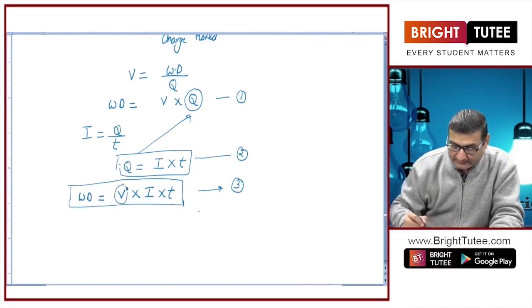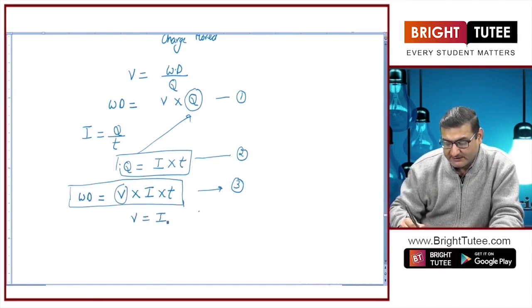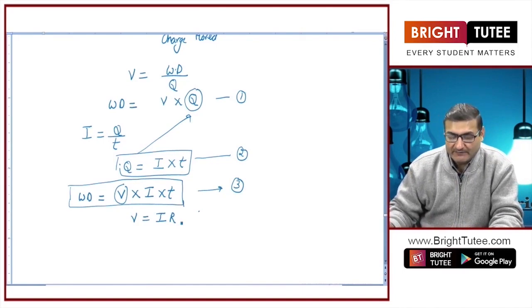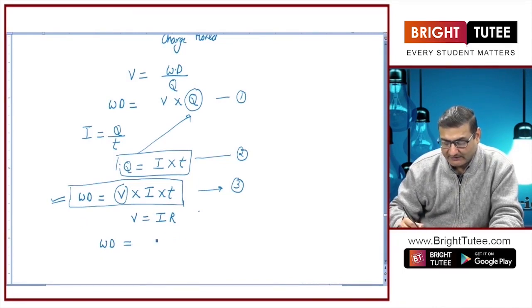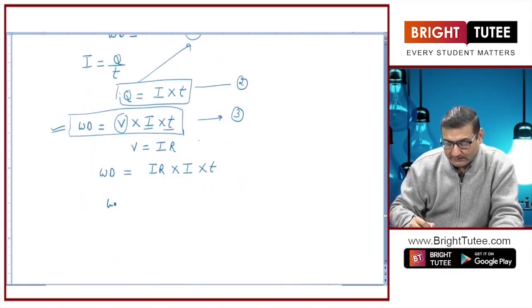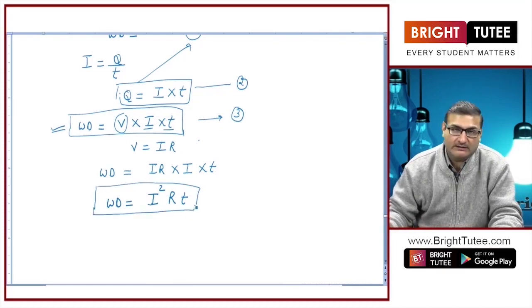Now, I know that as per Ohm's law, V is equal to IR. So, if I replace the value of V with IR, my equation number 3 becomes work done is equal to IR multiplied by I into T. So what I get here is work done is equal to I square R into T. This is the formula for work done.